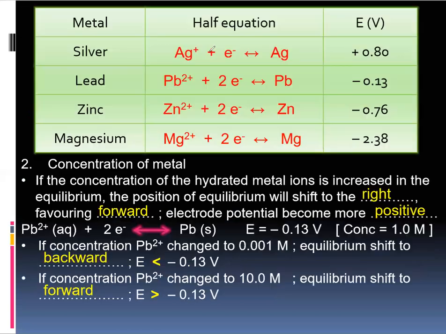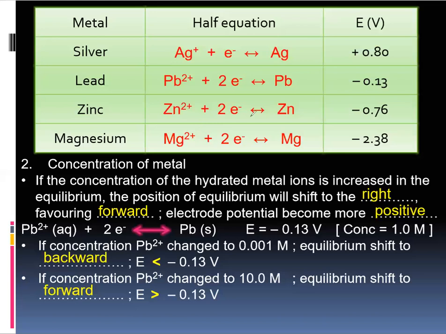So you can see an example here. Silver: Ag plus plus e minus gives us Ag. You can see the electrode potential is positive, plus 0.80. But when we move on to lead, which is more electropositive than silver, lead is Pb2 plus plus 2 electrons. You can see the E naught is what? Minus 0.13, negative, meaning that it is going to favor the left reaction, and consequently the E naught value will be negative.